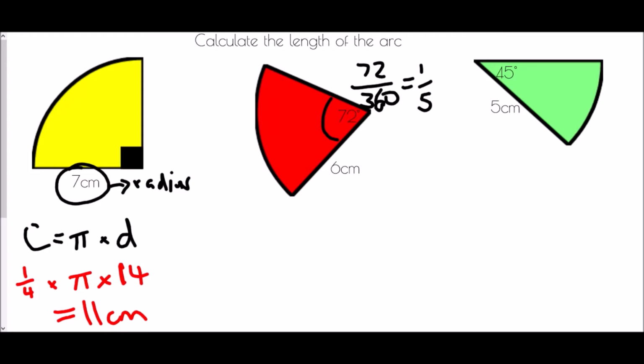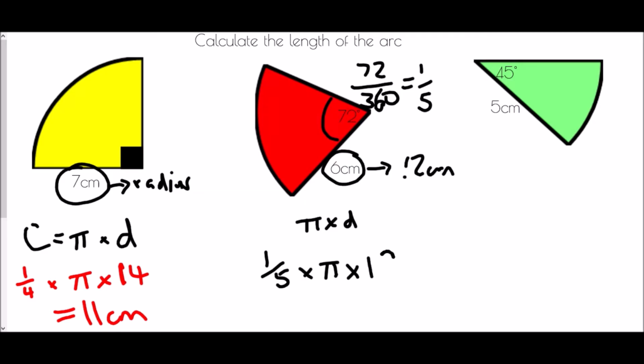And so, we need to do exactly the same thing as we did in the previous question. The circumference of the full circle would have been pi times diameter. We've been given a radius, and therefore we need to turn that into the diameter by doubling it, 12 centimetres. But in this case, because it's 72 degrees, which is only a fifth of the circle, we're going to do a fifth times pi times 12.